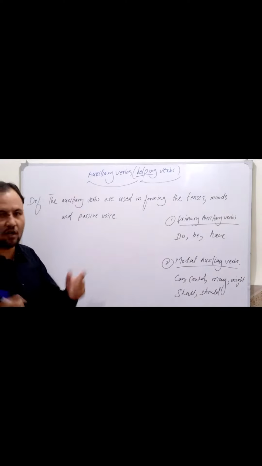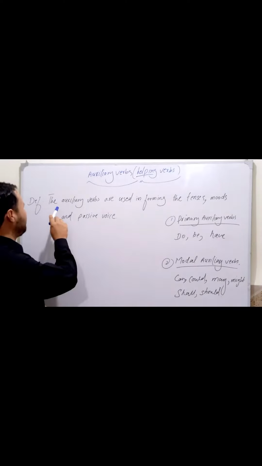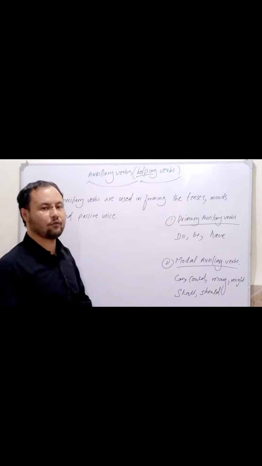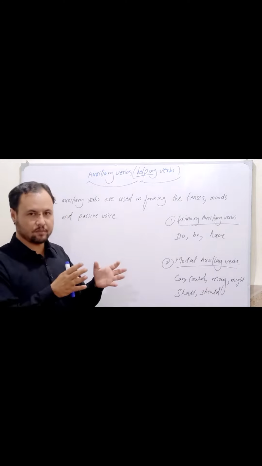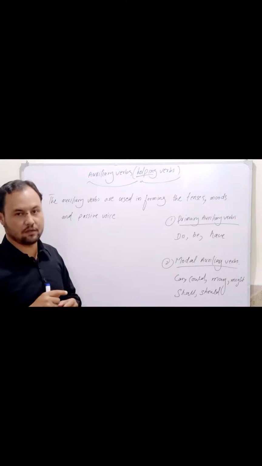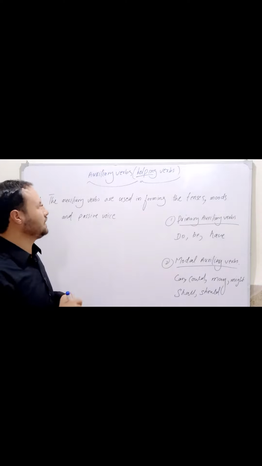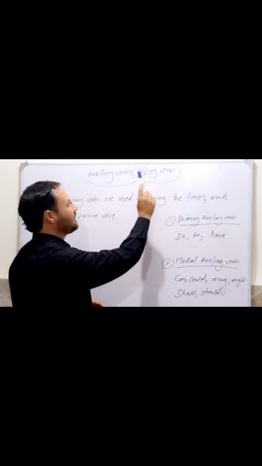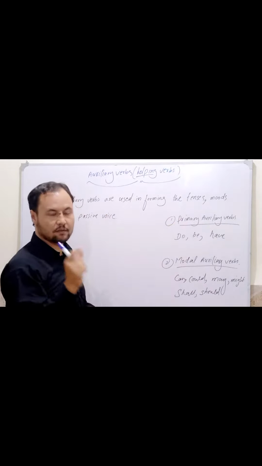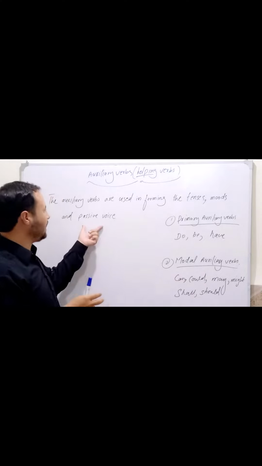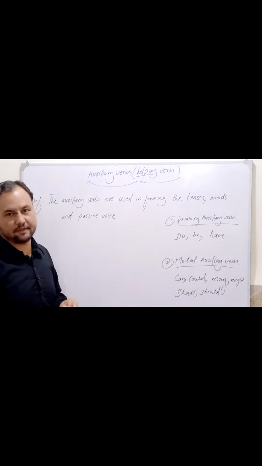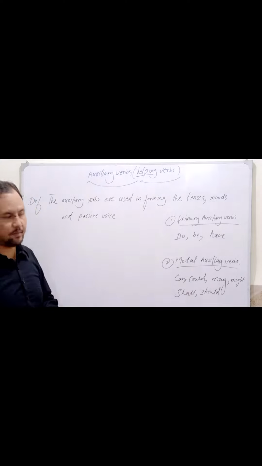So what are auxiliary verbs? The auxiliary verbs are used in forming the tenses, moods, and passive voice. Auxiliary verbs, we call them helping verbs also. If we make it more clear, they are helping verbs. They are helping the main verb to change the tense, the mood of the sentence, and the passive voice from active to passive voice. That is the job of auxiliary verbs.